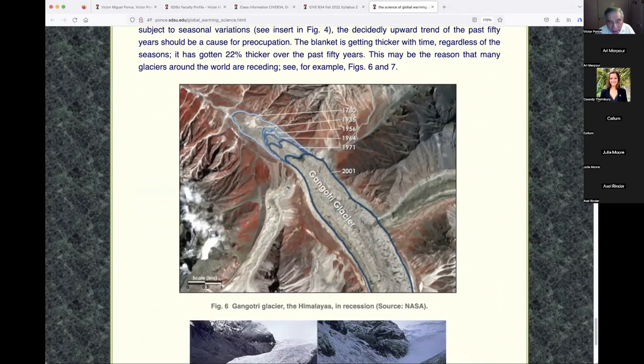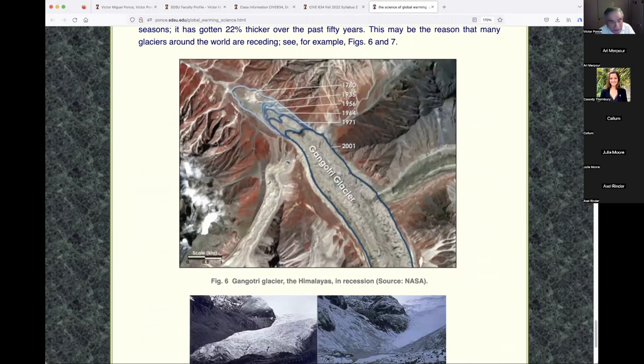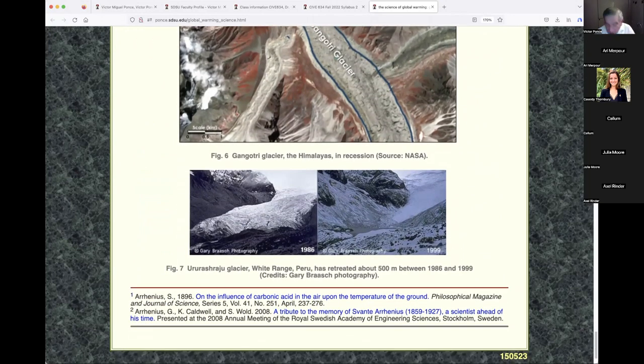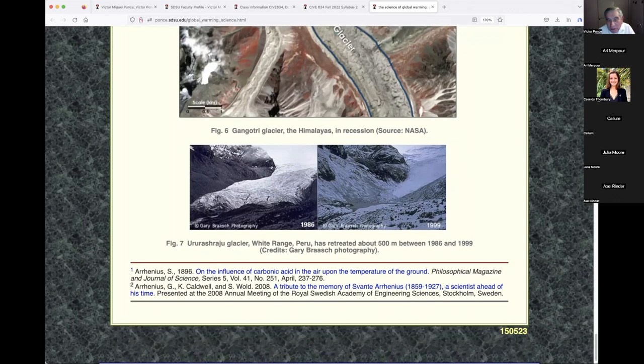The Gangotri Glacier in the Himalayas in recession. This graph in here has been discussed, and some people like it, some people don't like it. There's also, we know for a fact, because I've studied that, the glaciers of the tropics in Peru are receding for sure. They've been receding for 50 years and causing all sorts of other trouble. So there is an issue here.